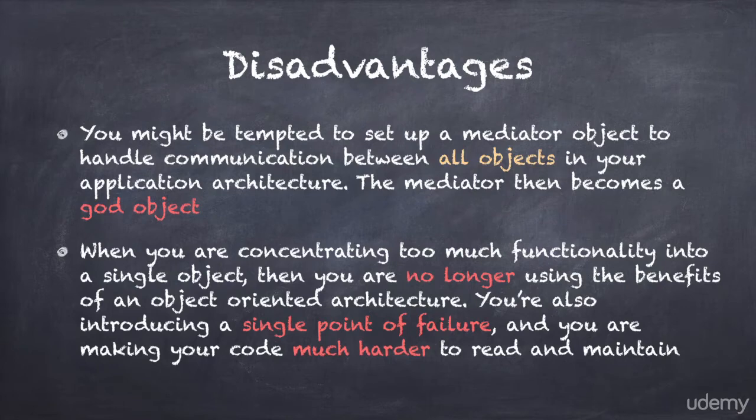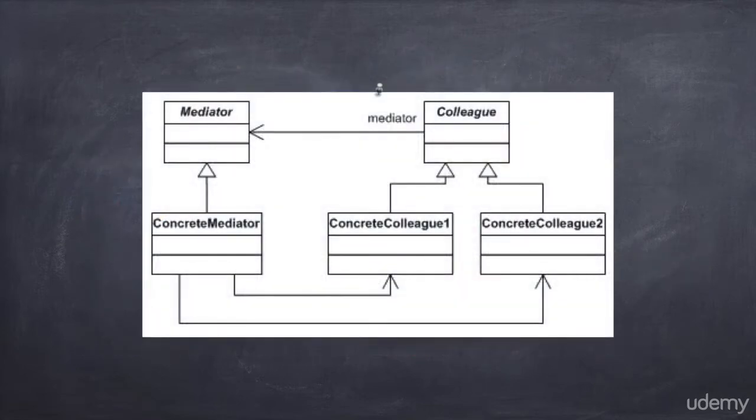Here is the UML diagram of the mediator pattern. The communicating objects are called colleagues in the terminology of this pattern. There is one abstract base class called colleague that holds a reference to the mediator object. We also have two concrete derived classes called concrete colleague 1 and concrete colleague 2. These classes inherit the mediator reference from the colleague base class.